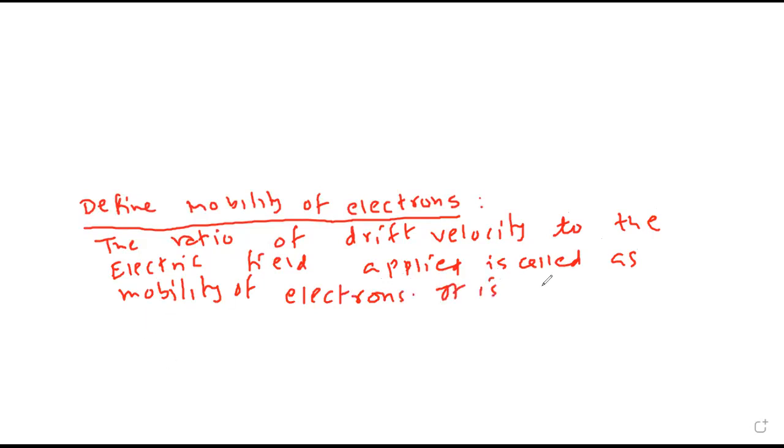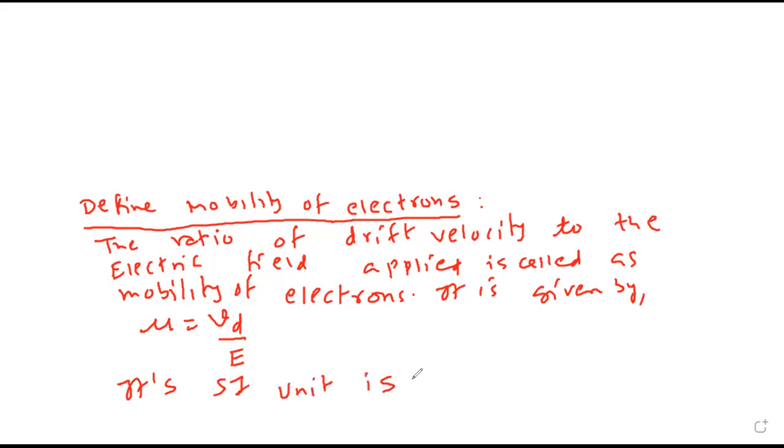It is given by mu equals Vd upon E. Its SI unit is, drift velocity to electric field. Drift velocity is meter per second. E is voltage per meter. So it is given as meter square per volt second. Okay.